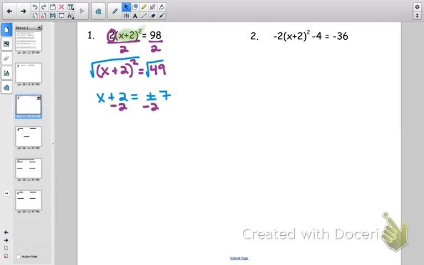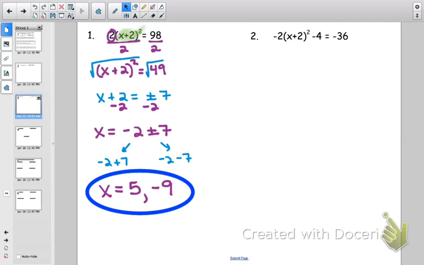Isolate x by subtracting 2 from both sides. And again, we've got plus or minus 7, so we can actually do that math. So we've got negative 2 plus 7 and negative 2 minus 7, giving us solutions of positive 5 and negative 9.